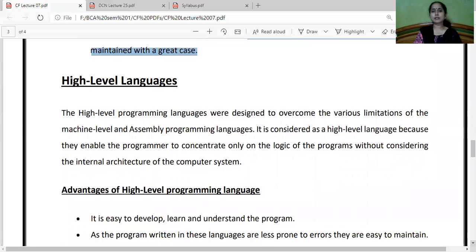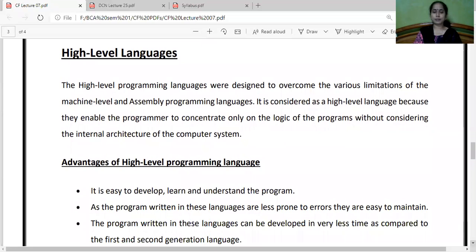Now, coming on to the third type of language, that is known as high level language. Okay, this is also known as 3GL, that is third generation. Machine level को first generation language, assembly level को second generation language, और high level language को third generation 3GL भी बोलते हैं.